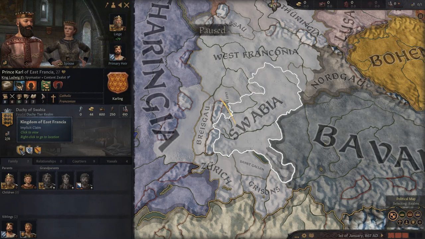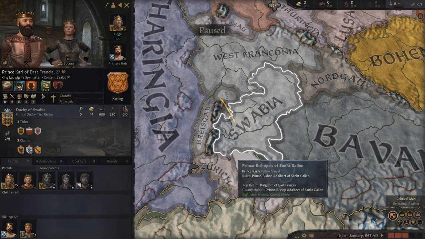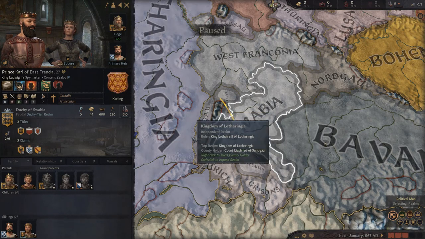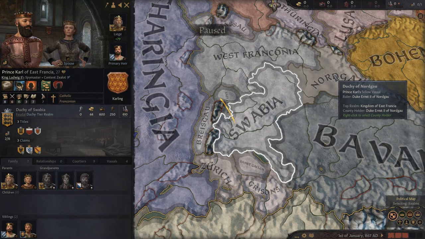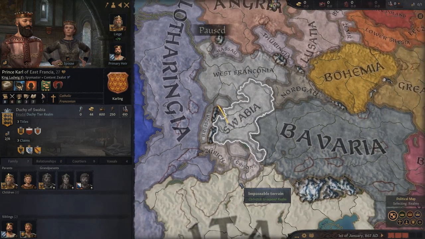You've got an implicit claim on East Francia and Bavaria and the county of Baden. Expanding here into the Breisgau, Zurich, St. Gallen, and Grisson might be your best bet. Maybe even Nordgau. Maybe you do wage war against one of your brothers or both. But waiting it out is probably the best scenario because Italy is just to the south.